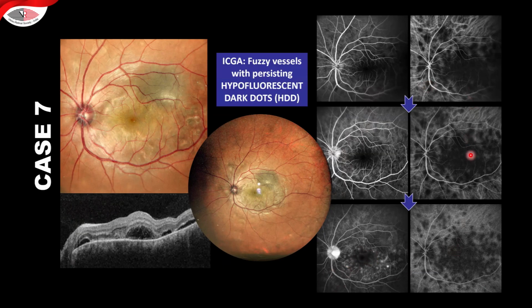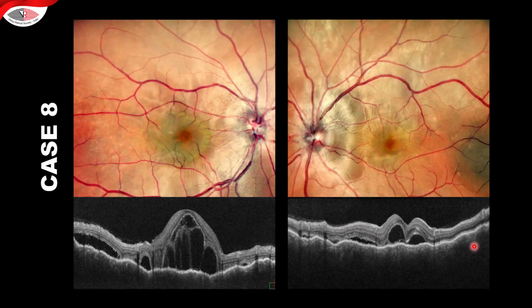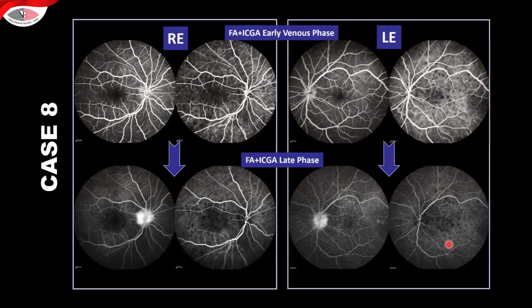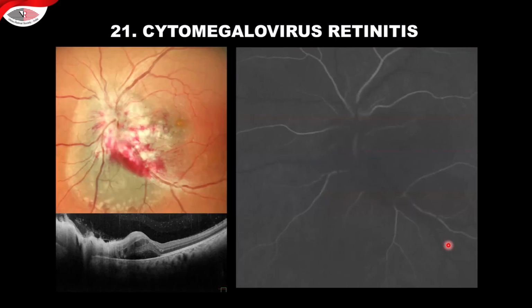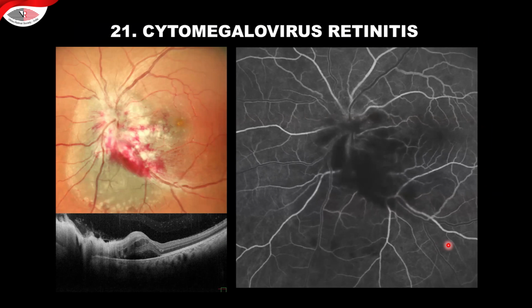While if you do the ICG, you'll see these darkish patches in all those areas affected, much better seen on the ICG than on the fluorescein at times. This is OCT, of course, because we do multimodal imaging. You can see on the OCT the changes that are happening in Vogt-Koyanagi-Harada. Again, the FA and the ICG early phase, and then the late phase, you can see the hot disc on the FA, while on the ICG, what is more prominent are the black dots, hypofluorescent, hypocyanescent dots that are seen in these. Then we come to CMV retinitis.